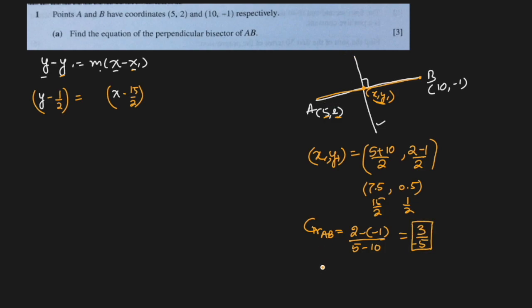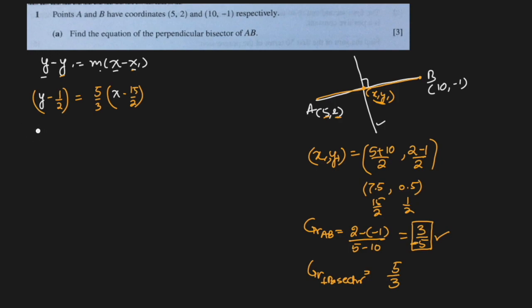So the gradient of the perpendicular bisector is the negative reciprocal of what we got here. First of all, the reciprocal of 3/5 is 5 over 3, and we change the sign. Whatever the sign is, it is negative here, so we'll make it positive. So 5 over 3 is m, the gradient of the perpendicular bisector, and now we will complete it.